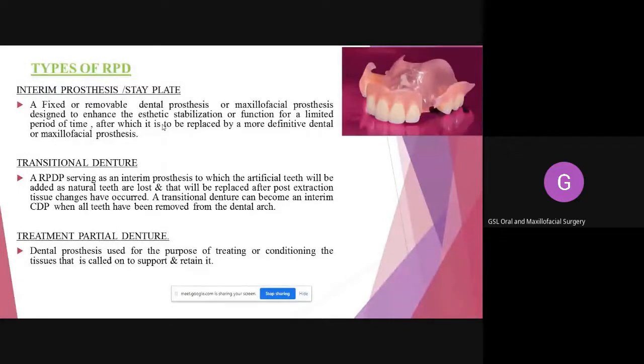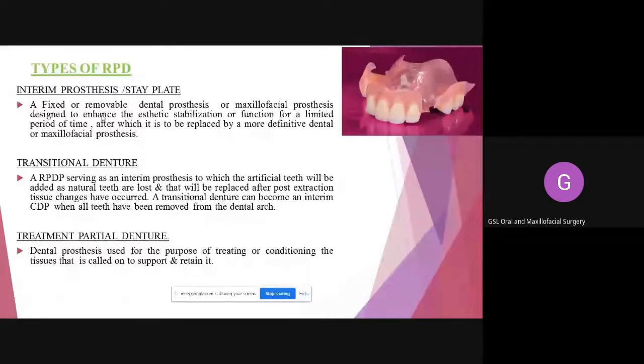Generally, treatment partial dentures are so termed because they are given to the patient only for a specific period of time. That is, a dental prosthesis used for the purpose of treating or conditioning the tissues. Whereas the interim prosthesis is a fixed or removable dental prosthesis or maxillofacial prosthesis designed to enhance aesthetics and stabilization of function for a limited period of time, after which it is replaced by a more definitive dental prosthesis.